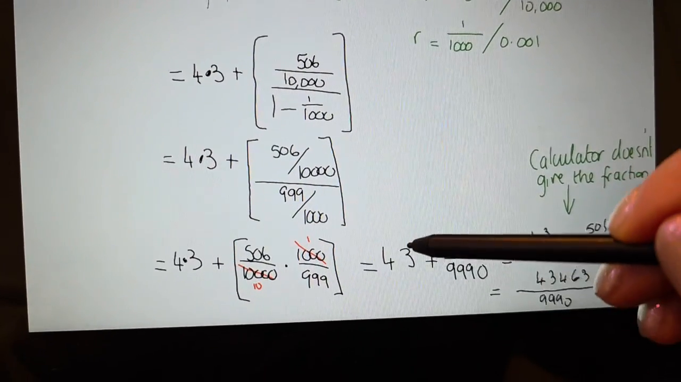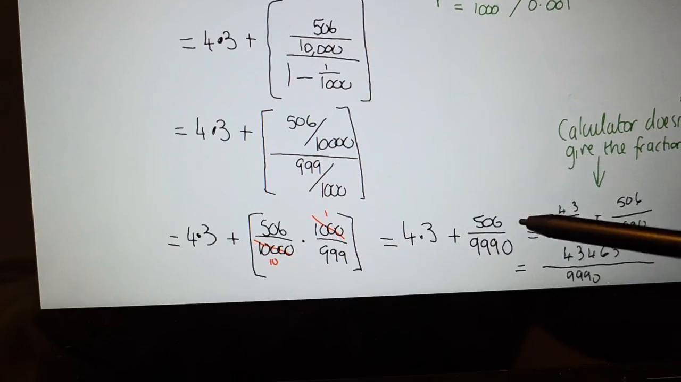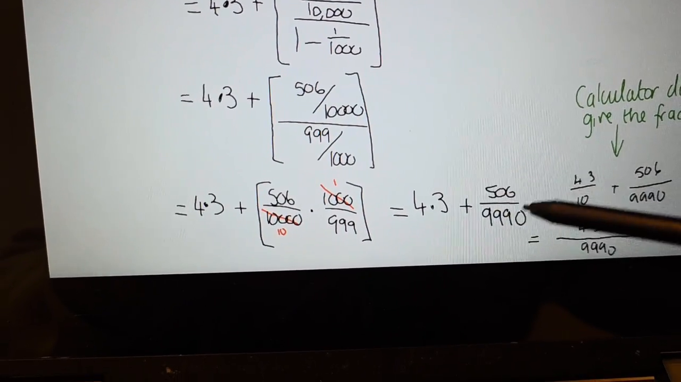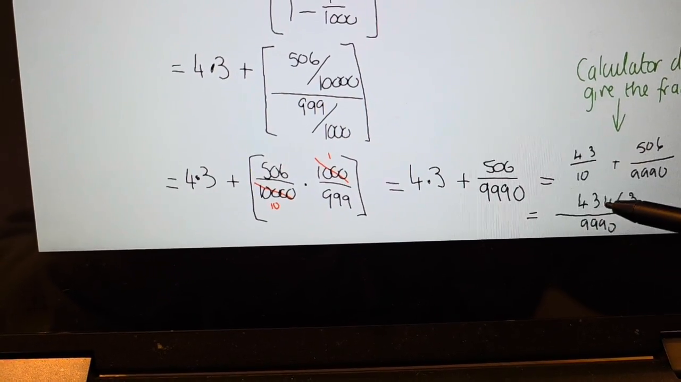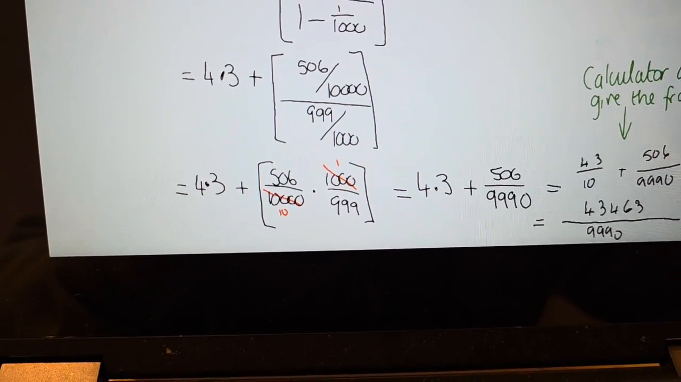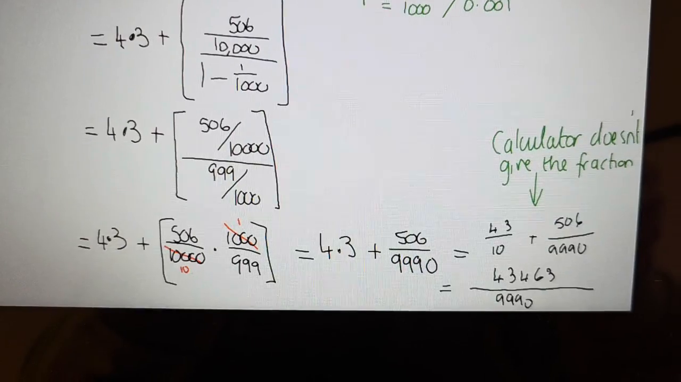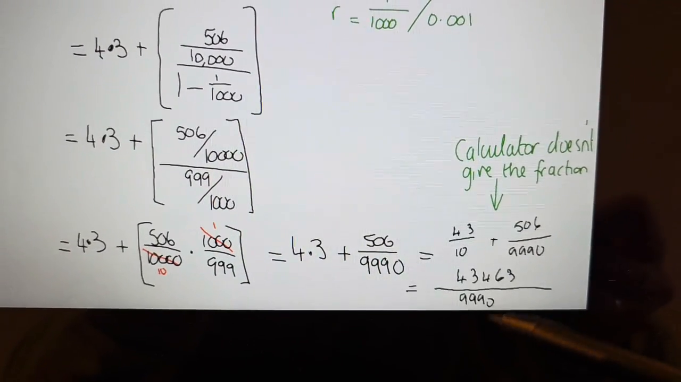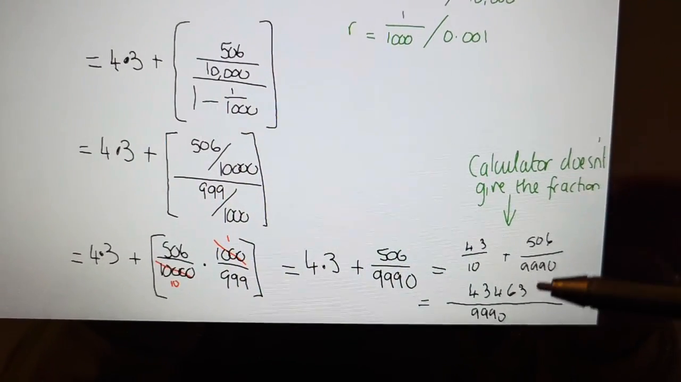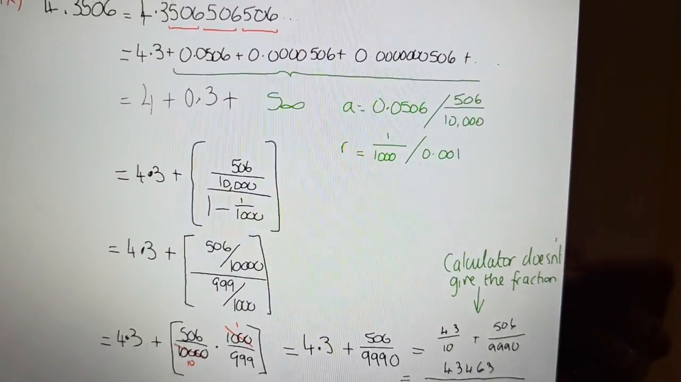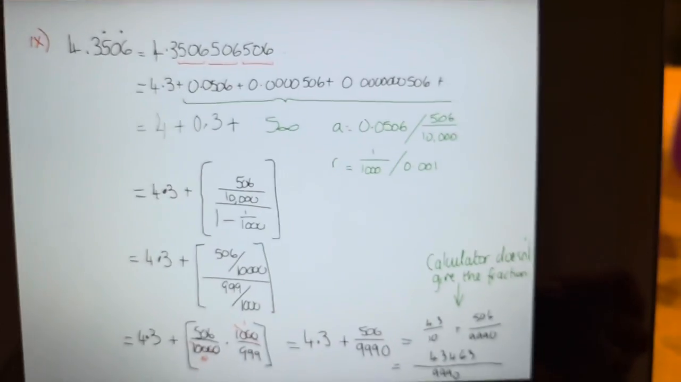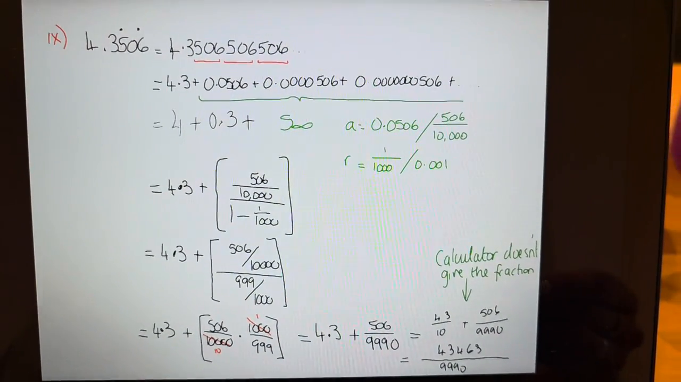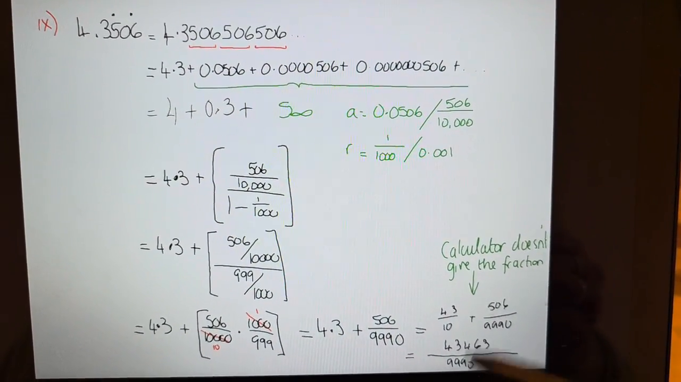Eventually you'll get out 4.3 plus 506 over 9,990, which would simplify as a fraction anyway. And you'll eventually get out this fraction, 43,463 divided by 9,990, which doesn't simplify. Okay. Now, when you're checking that one on the calculator, it actually won't, because it's such a long repeating pattern, it won't give you back the fraction equivalent, so you won't be able to see if you're right or wrong on that one.